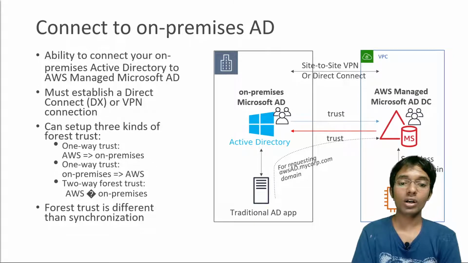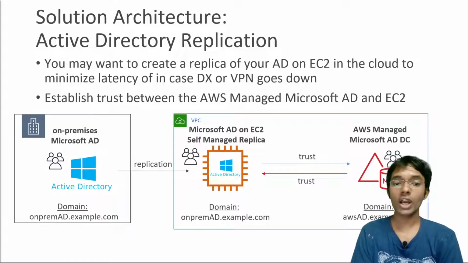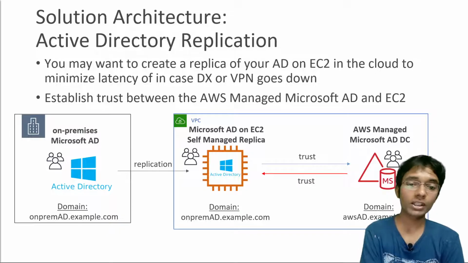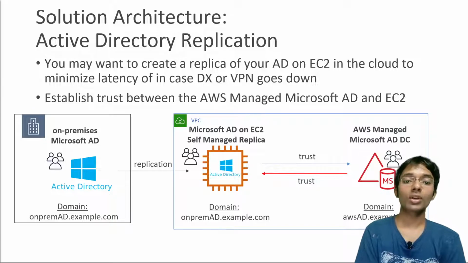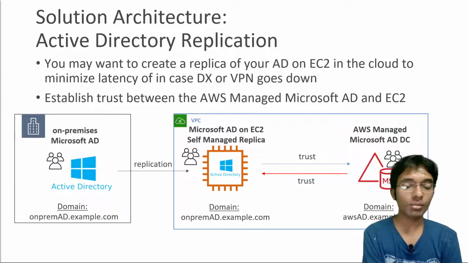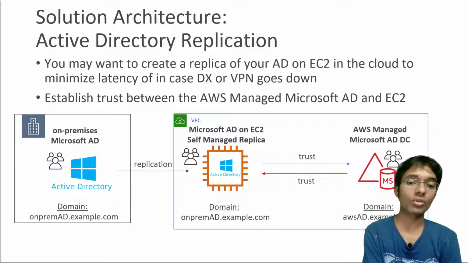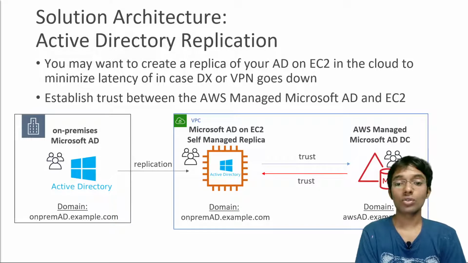So now let's talk a bit more on the solution architecture, because we have to get into those and they can be quite complicated. Say you want to have your on-premise Microsoft AD replicated on AWS for minimizing latency. We want a replica of the on-premise AD on AWS, because if somehow the Direct Connect or the VPN goes down, we still want our users to have connectivity and function correctly. So we also need to establish trust between these ADs. So what does it look like?